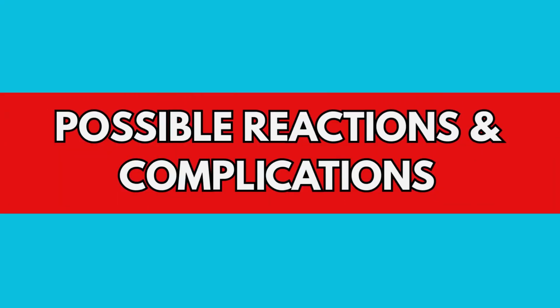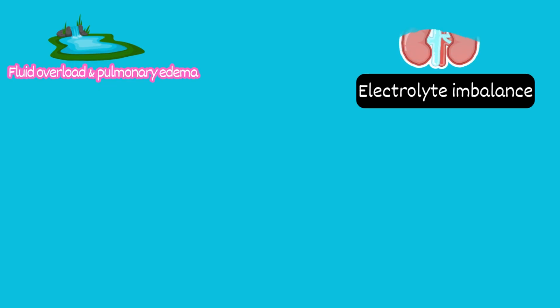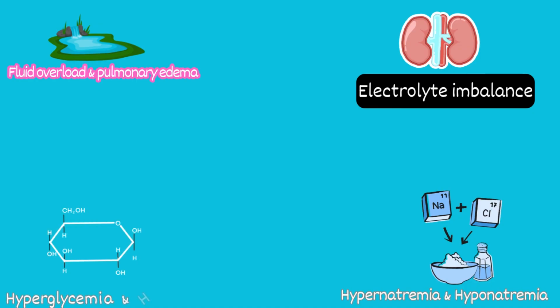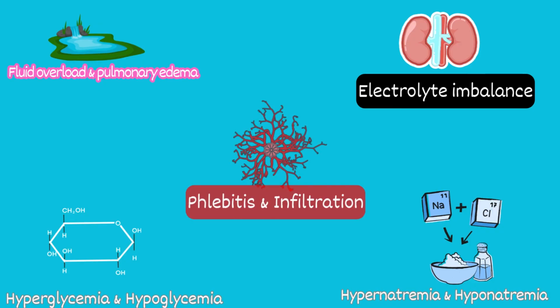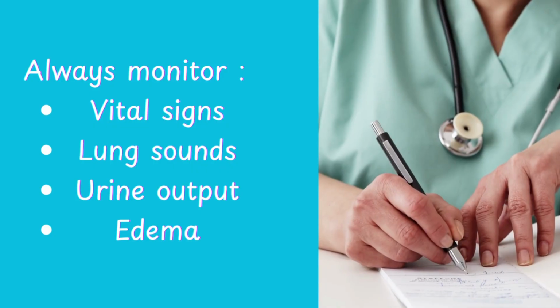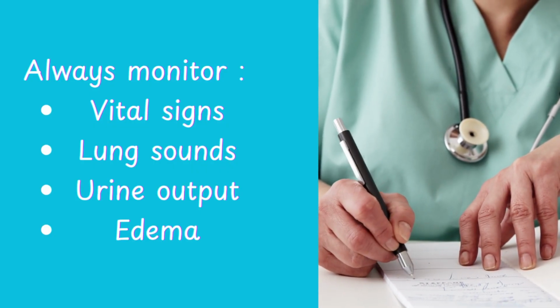I'm talking about the reactions. The possible reactions and complications could be fluid overload or pulmonary edema. This is very common. Electrolyte imbalance. We have hypernatremia in cases of hyponatremia patients, hyponatremia in cases of hypernatremia patients. Likewise, vice versa for hyperglycemia and hypoglycemia. We also have phlebitis and infiltration. This can occur during the IV fluid therapy. So always monitor for vital signs, urine output, the lung sounds, and edema.